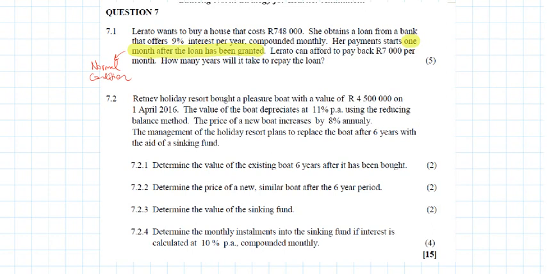Now, how many years will it take? So she will make monthly payments. Yes, she can afford it. So there are monthly, fixed payments, and it is the 7,000 rand.